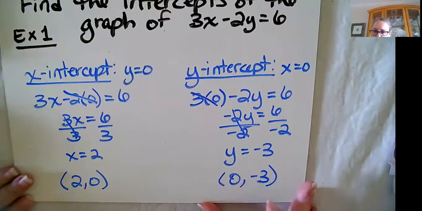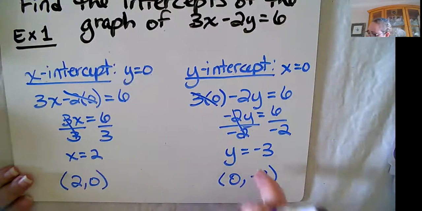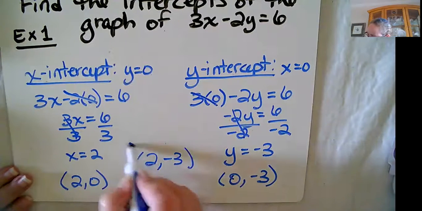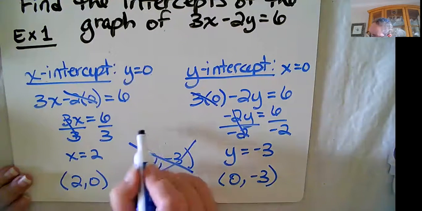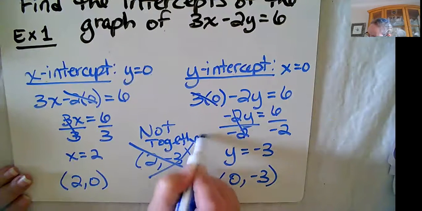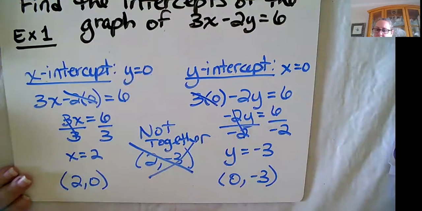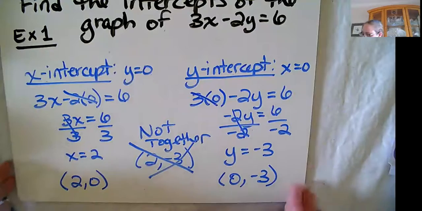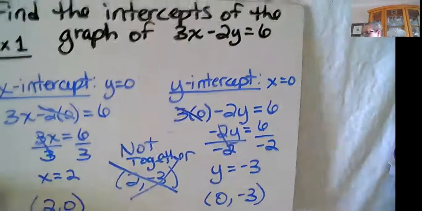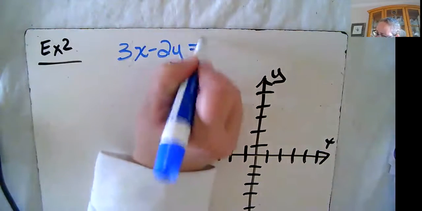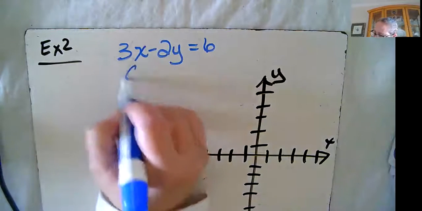When you solve for the intercepts, this x and this y are not an ordered pair together. Do not make that mistake. Not together. They are two completely separate points. Well, for example 2, after we solve for those intercepts, they want us to take that same equation, which I forgot to write here, I'm going to write it, 3x minus 2y equals 6, and they want us to graph it.